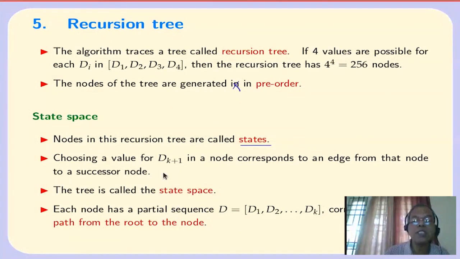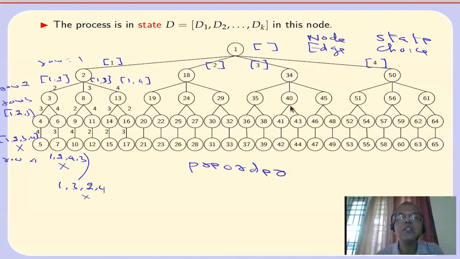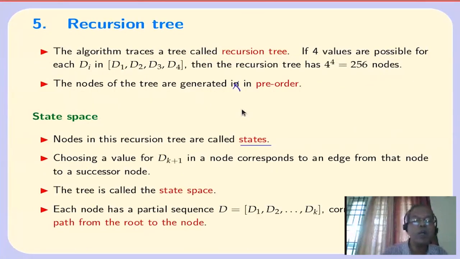Each node has a partial sequence. For example, if you consider this node, maybe this is 1, 3, 4. This would be 2, 4, something like that. So each node has a partial sequence D1, D2, up to Dk, corresponding to the path from the root to the node.